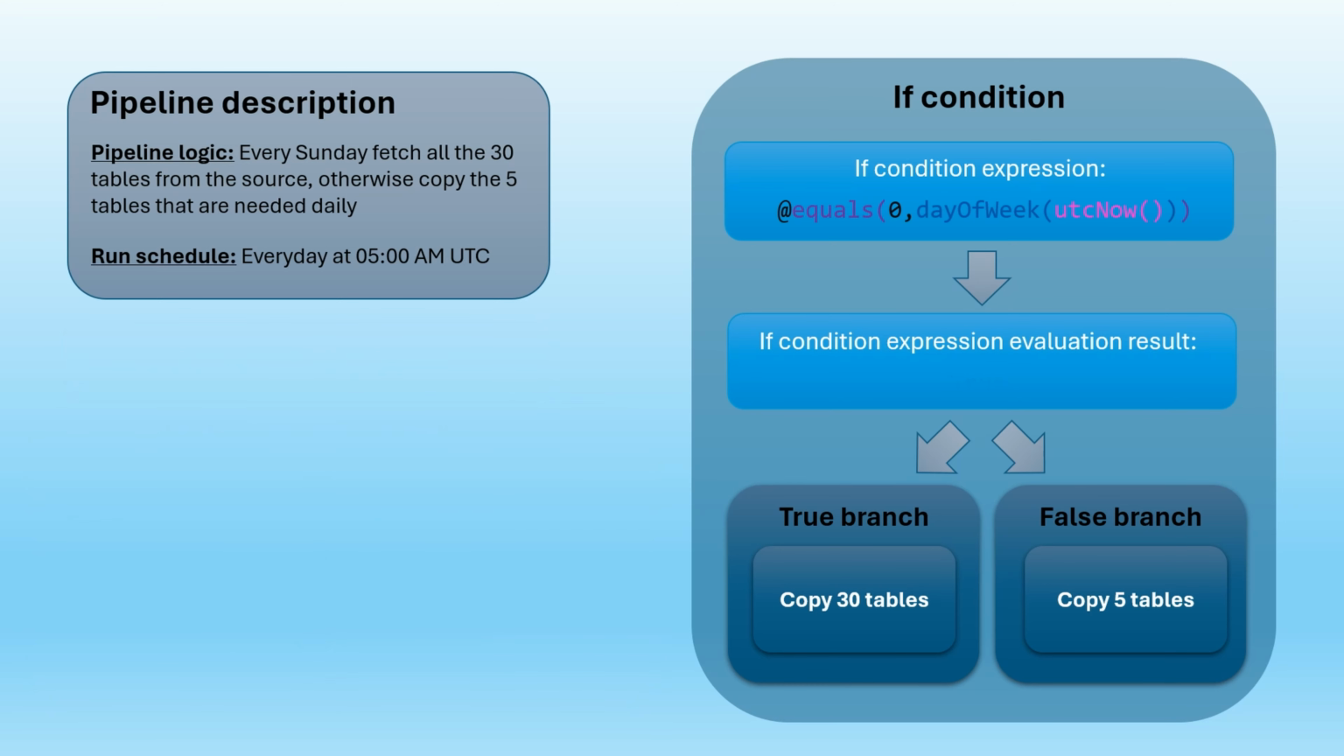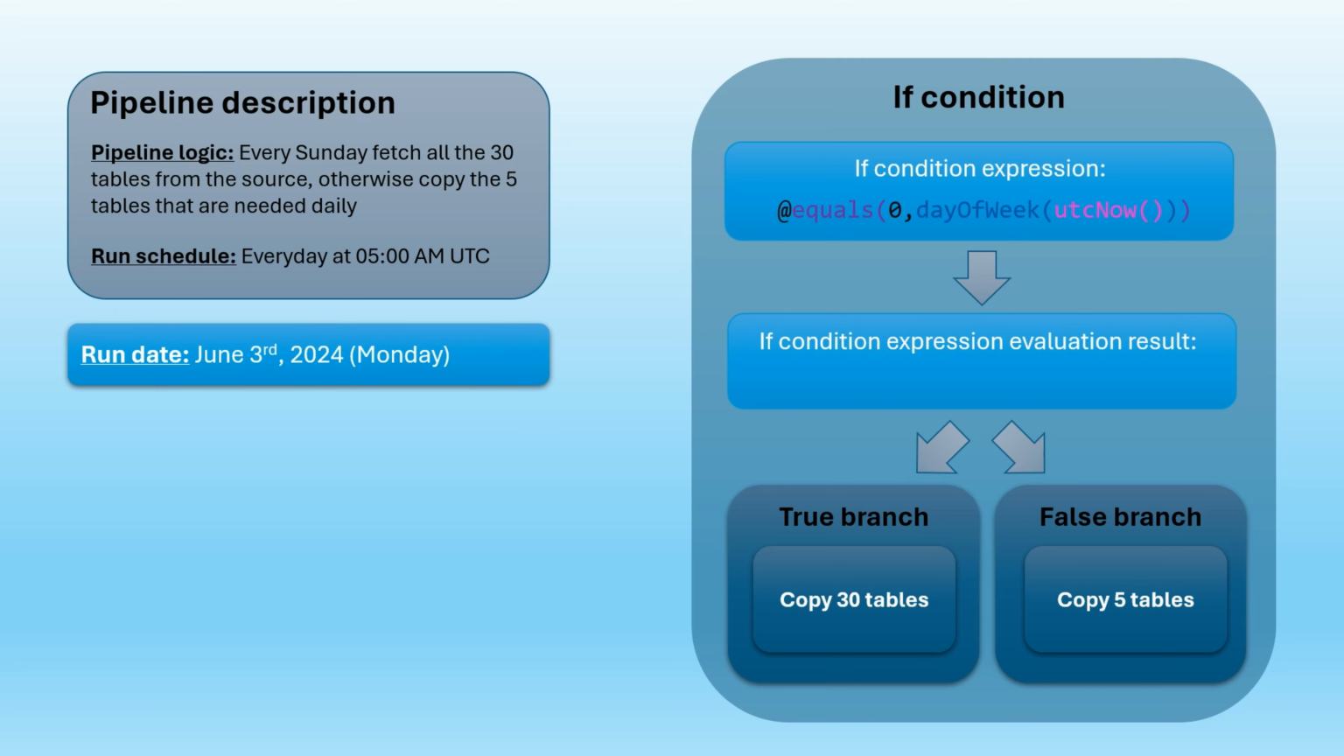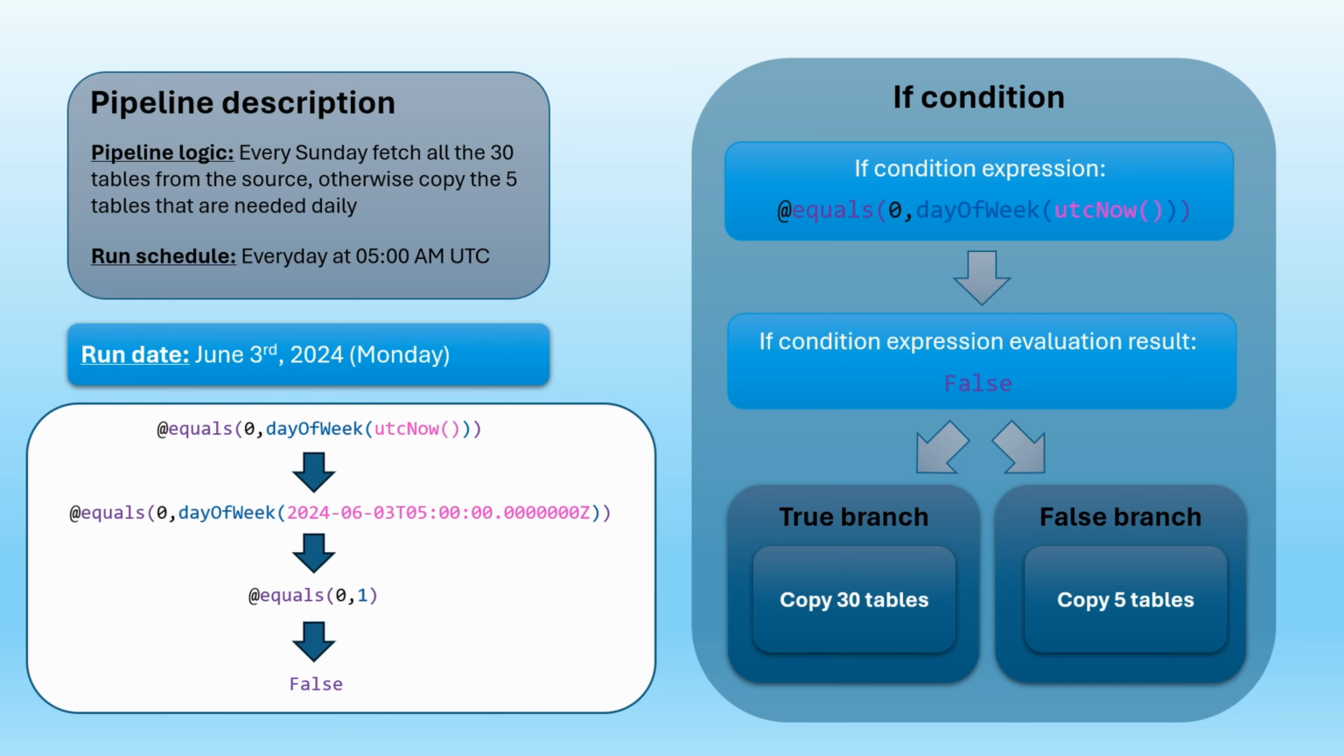Next, let's run this same pipeline again, but now it is running on the following day, which is June 3rd, 2024. This means that our expression will now resolve to false, since our day of the week will return 1 for Monday, and our equals will then compare 0 to 1, which is obviously not true, meaning false. This will guide our execution logic to our false branch, which will copy only those 5 tables from the source. Now let's hop into Fabric and do a quick demo/tutorial together so you can see how the if condition works in action.